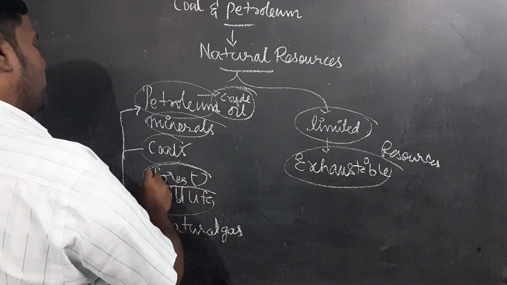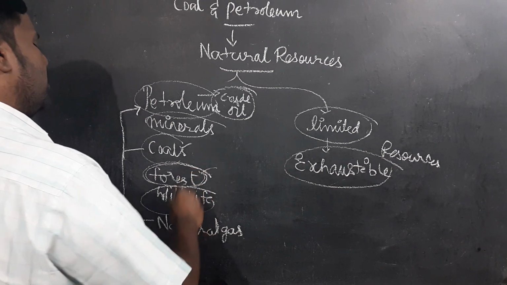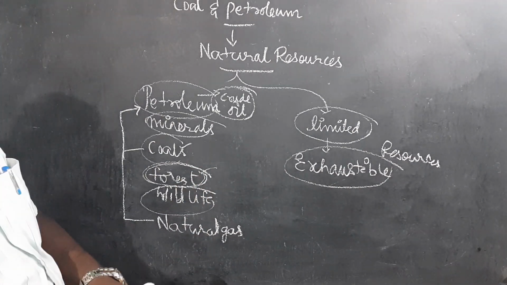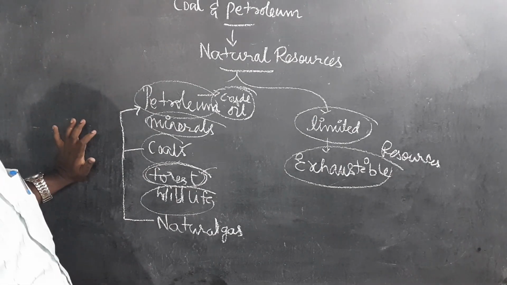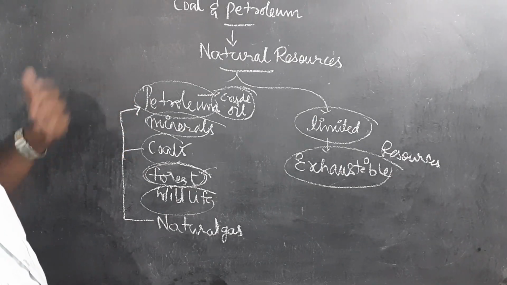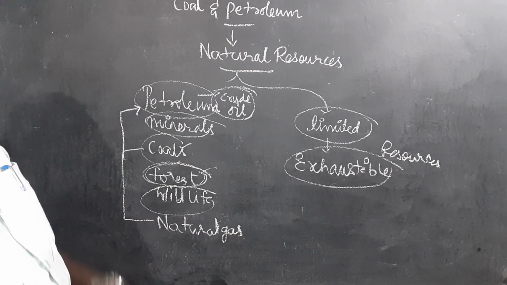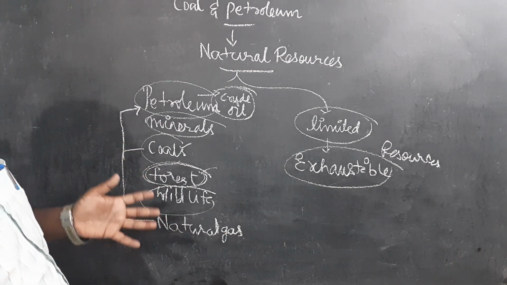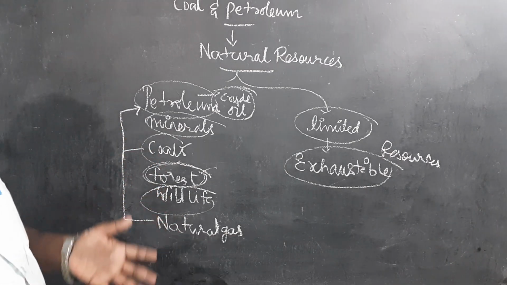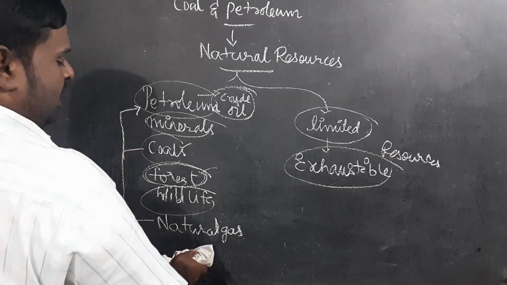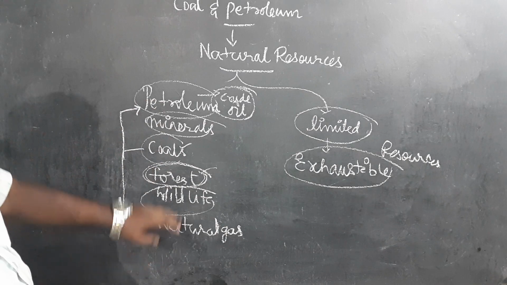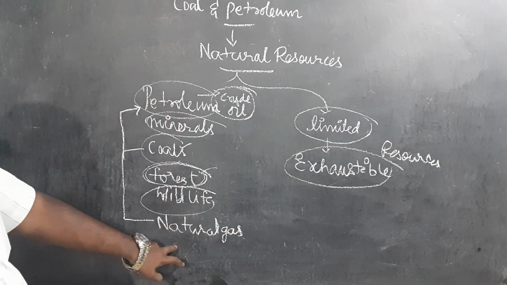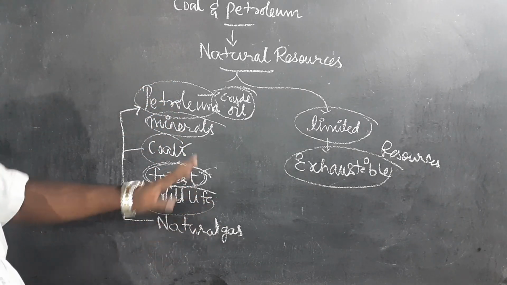Due to various human activities, as I told, forest area as well as trees are coming down day to day. Why? Because it is of limited quantity, and due to human activity it is getting exhausted. Even wildlife, meaning the animals and plants which live in the forest. And very important is natural gas. As you go into fractional distillation of petroleum, we are able to get natural gas. We will study that later.